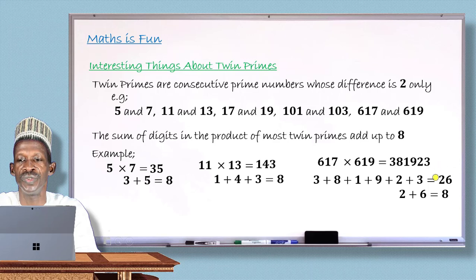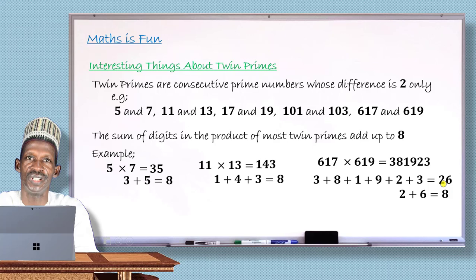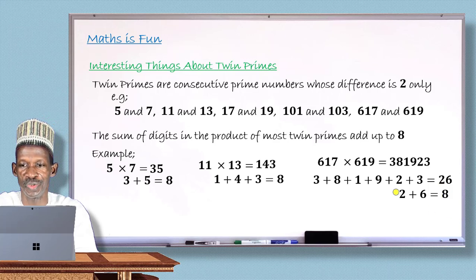So even if the sum of the digits exceeds 8, if you continue adding the digits, surely it will take you to this number 8. And this happens to most of those twin prime numbers. This is really interesting. We will see more of these things in mathematics in our subsequent lessons.